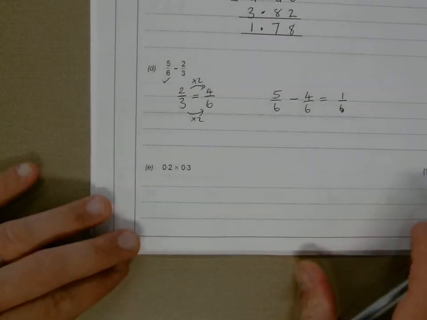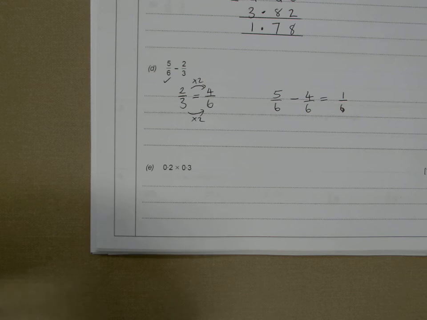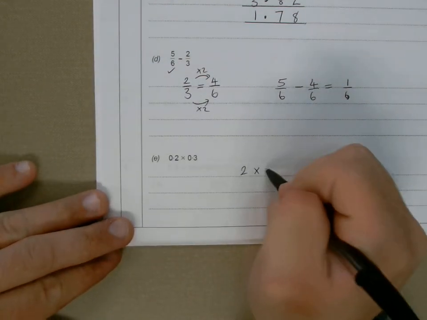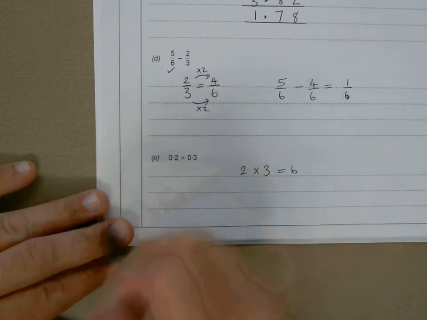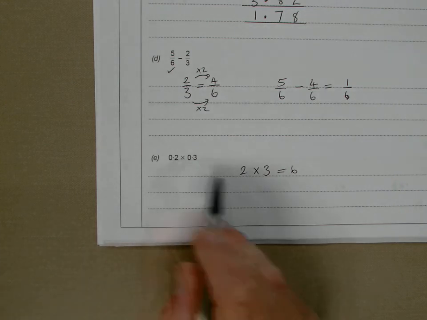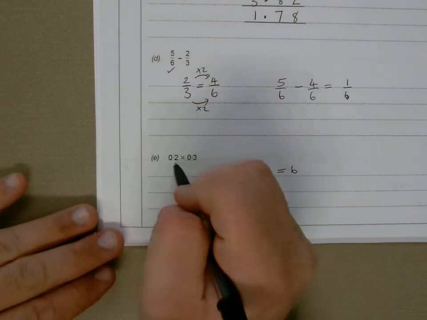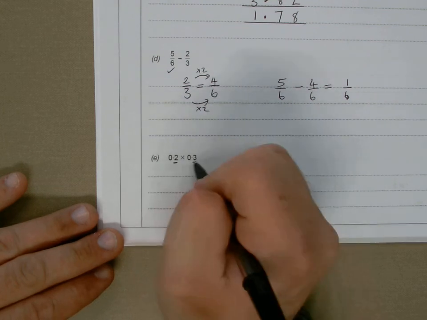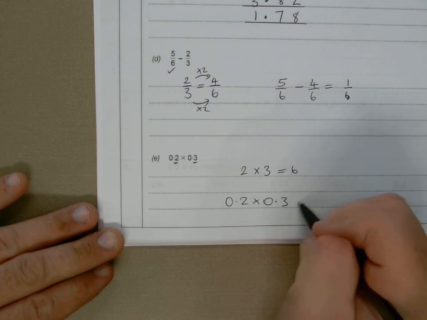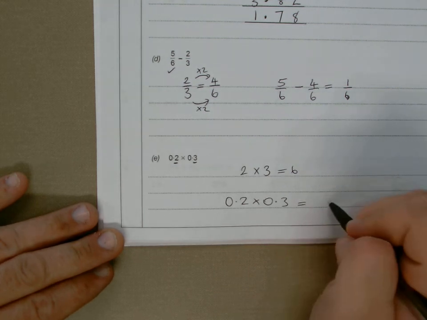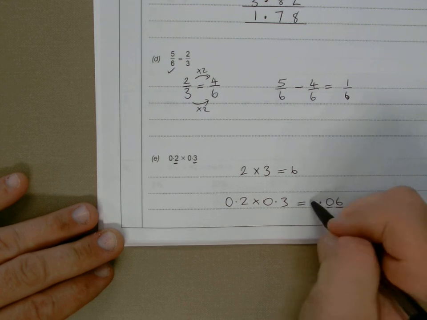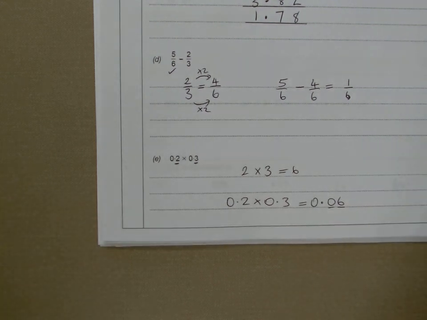Finally, part E, okay? Multiplying decimals. So the quick way of doing this is realizing, look, 2 times 3 is 6, so you ignore the decimal points, yeah? You just treat the numbers as whole, 2 times 3 is 6, and then go to the question, there are 2 decimal places in my question, so for my answer, I need 2 decimal places, okay? So I'm going to write 6 as 0.6, and that will be my 2 decimal places. The decimal point goes there, 0 in front, so my answer is 0.06.